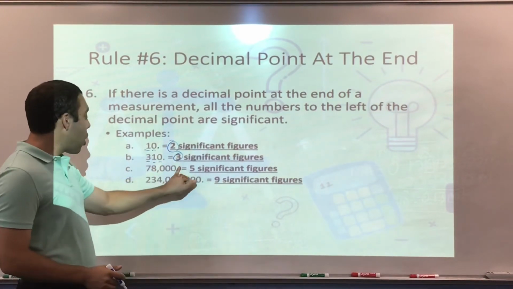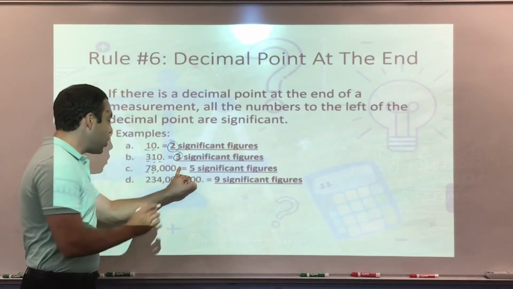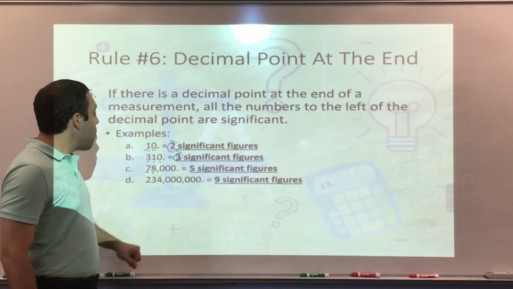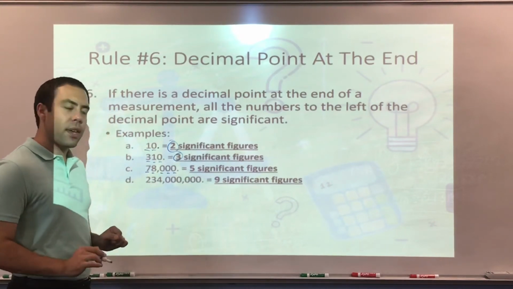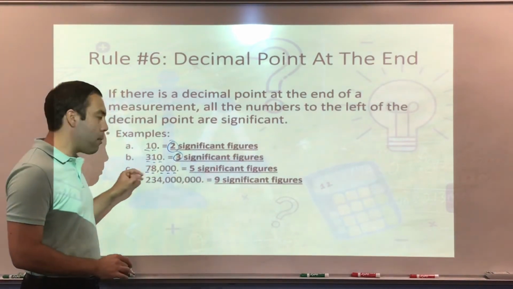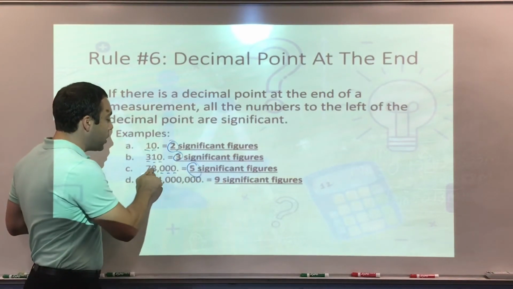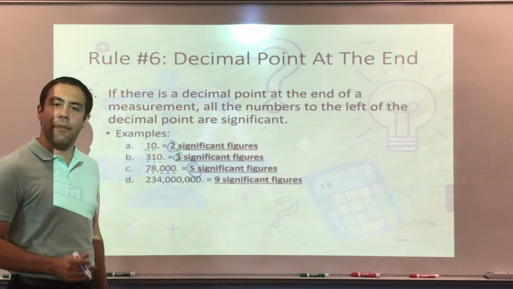78,000, before without the decimal point, just the 7 and the 8 were significant. But you put that decimal point at the end, that makes all the zeros to the left significant, as long as we have a non-zero number. Therefore, 1, 2, 3, 4, 5 significant figures.